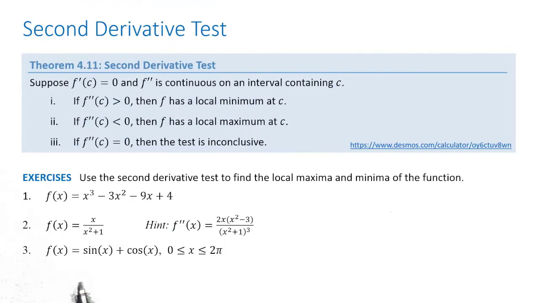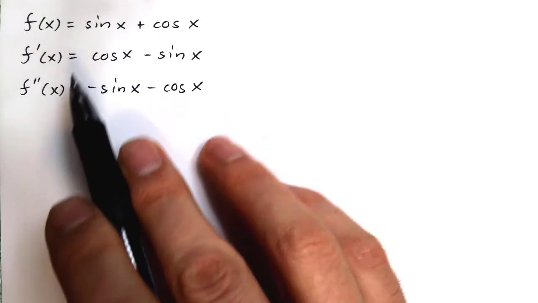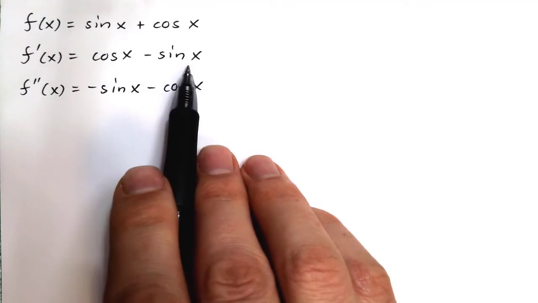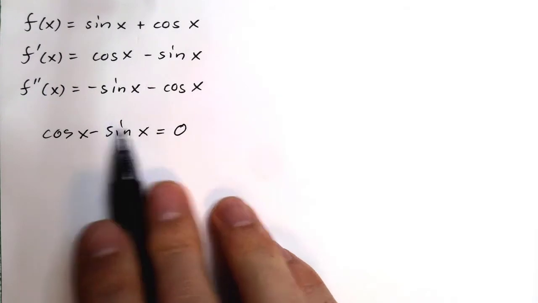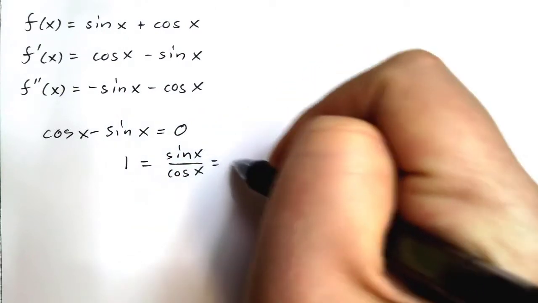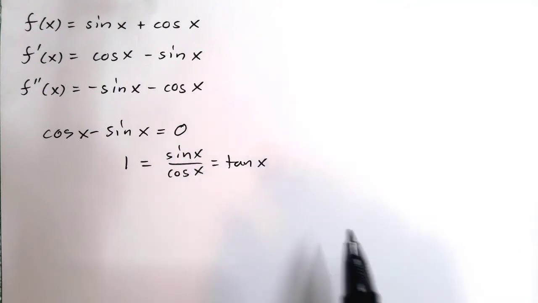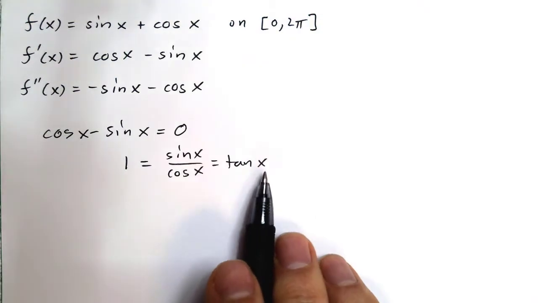And for number 3, again, we need to compute the first and second derivatives to run this test. All right, so we've done these in previous videos. Here's the original function, its first derivative and its second derivative. We're looking for where the first derivative is 0, so we set this equal to 0 and solve for x. Add sine to both sides, divide both sides by cosine. Well, that's just the tangent. And so we're looking where tangent is equal to 1. And by the way, we're doing this on the interval 0 to 2 pi. So we're just looking for values of x in that interval.